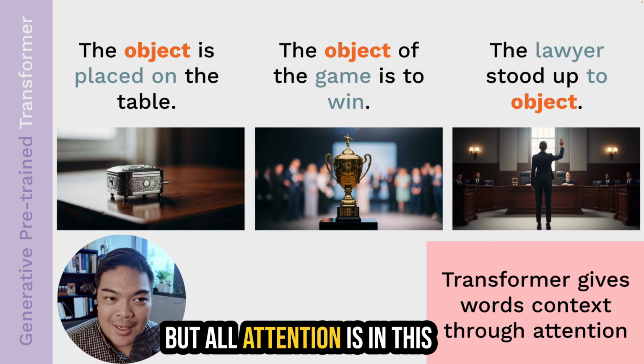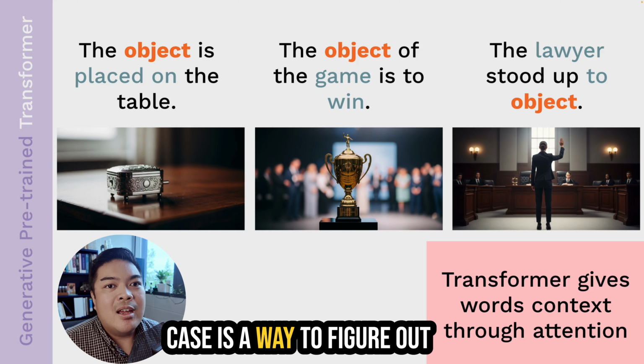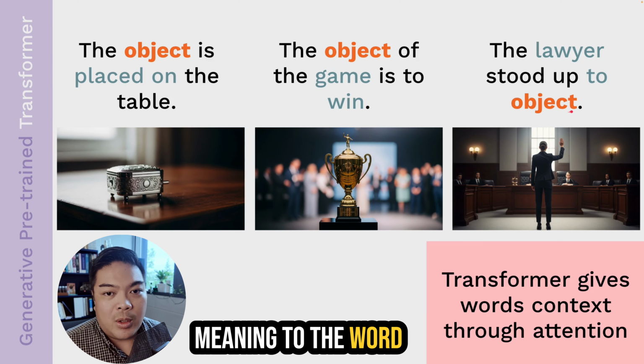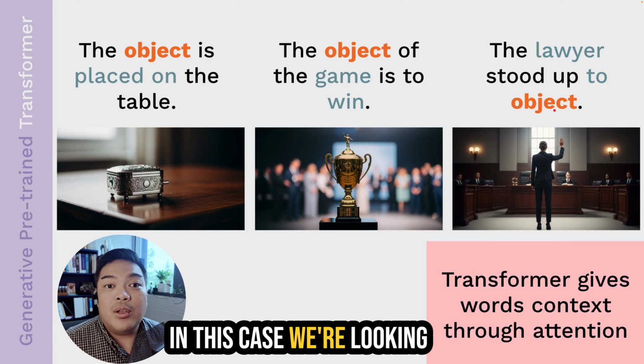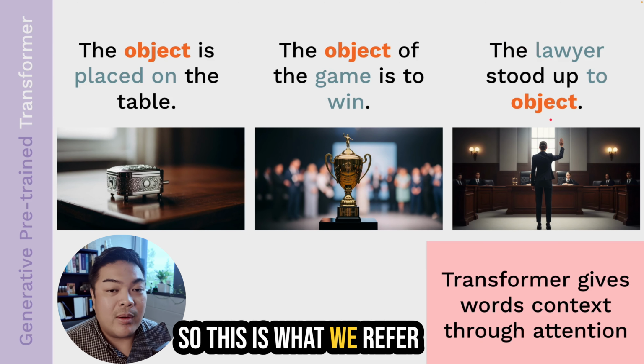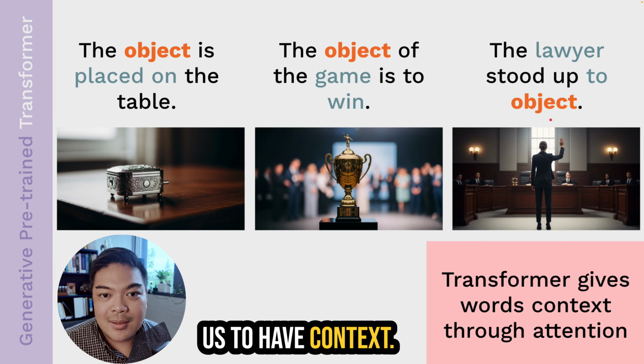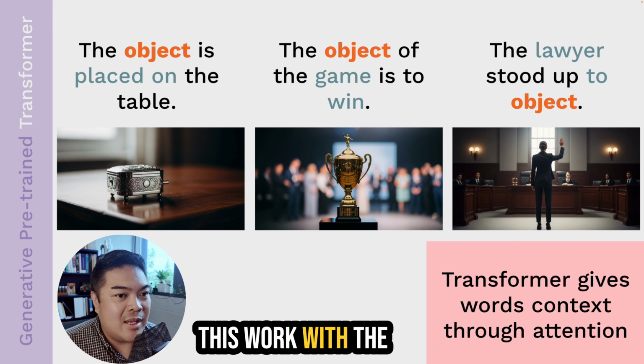But all attention is, in this case, is a way to figure out what other words in the sentence give meaning to the word you're trying to define. In this case, we're looking within the same sentence, so this is what we refer to as self-attention, but this just allows us to have context. All right, so how does this work with the embeddings, right?